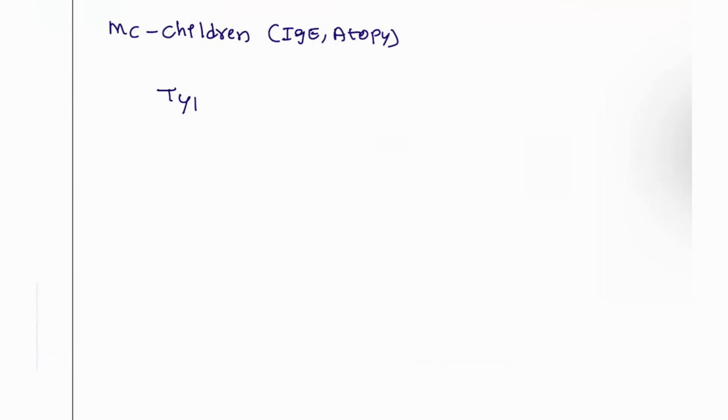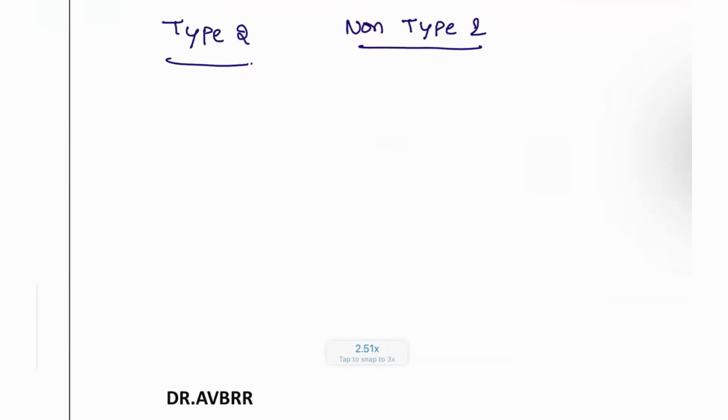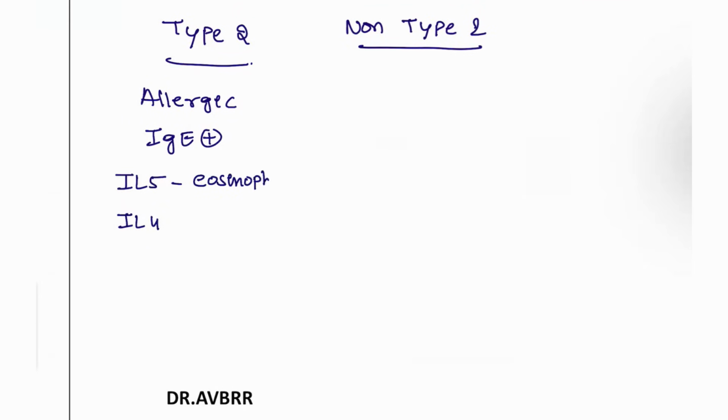Let's see the two different types of asthma: type 2 and non-type 2. Type 2 asthma will be allergic, an IgE-mediated type of asthma. So what are the triggering factors? Interleukin 5 and interleukin 4. Interleukin 5 will help release eosinophils and interleukin 4 will help in the release of mast cells, which will further release B cells and cause this condition. All right, next, non-type 2 is going to be the inflammatory type.